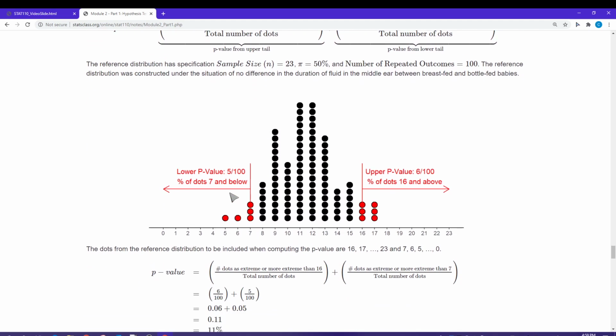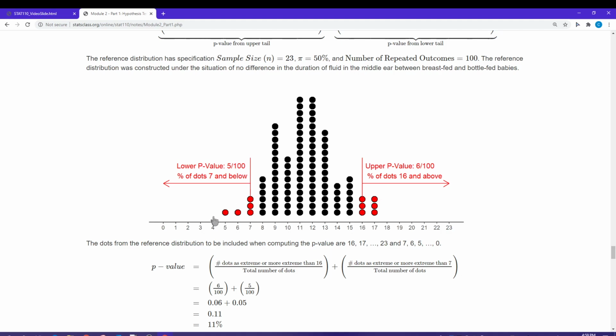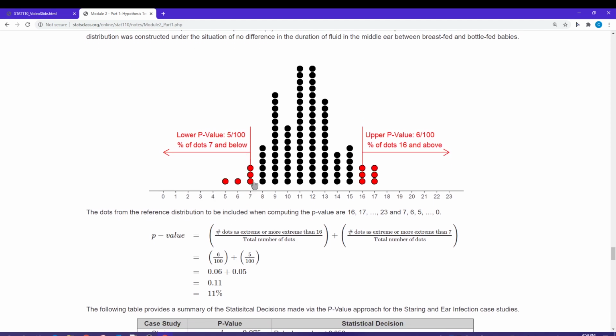So when computing the p-value, I'm going to need to worry about both sides. Here it looks like I used 100 repeated outcomes. I have 5 dots on the lower side, so that's going to be 5 out of 100. And I have 6 dots, it looks like, on the upper side, so I got 6 out of 100 for the upper side p-value. I put those two p-values together and I end up with 11%. So the p-value for this problem would be 11%.